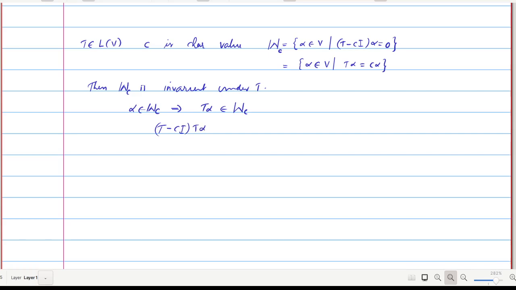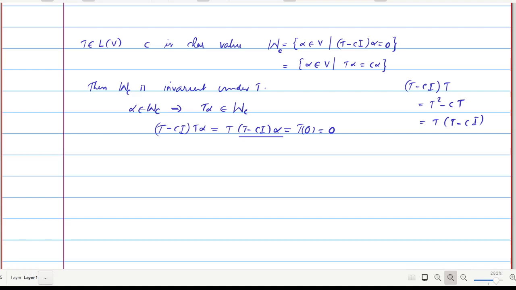Now this can be written as T minus CI of T alpha is equal to T of T minus CI of alpha. But we know that this is 0 because alpha comes from WC, so T of 0 is equal to 0. This is because we know that T minus CI times T is equal to T squared minus CT, and this can be written as T times T minus CI. That means T and T minus CI commute.